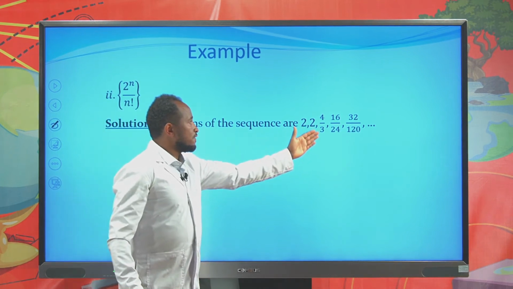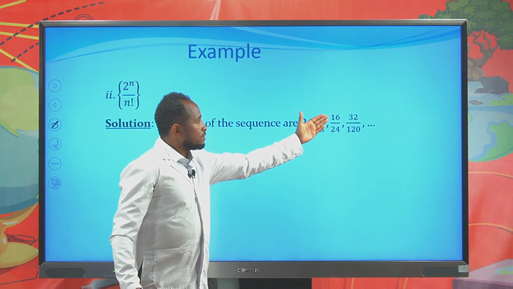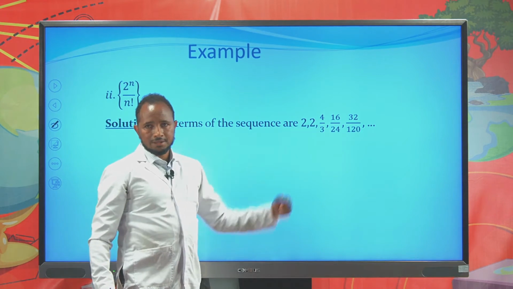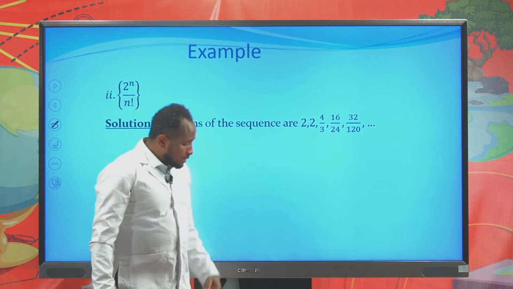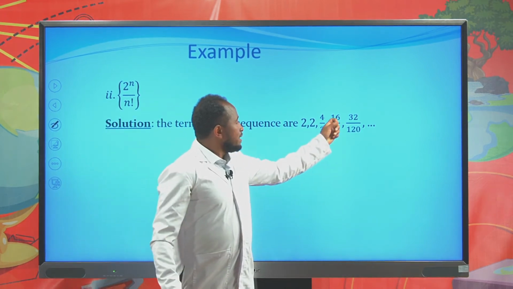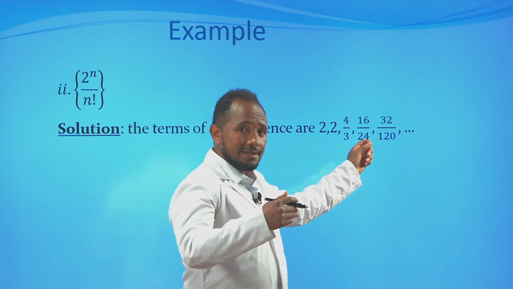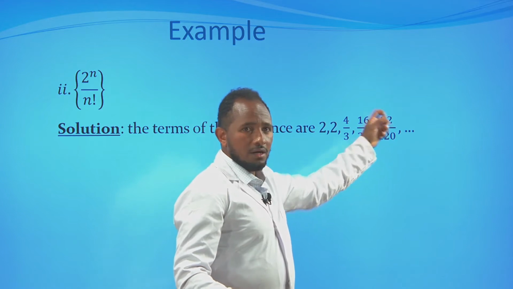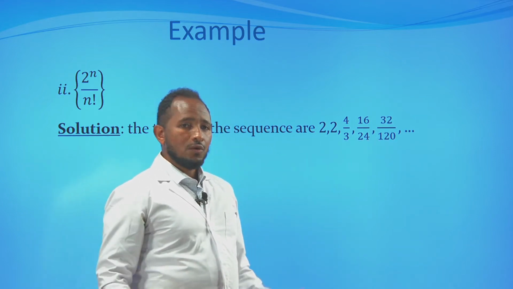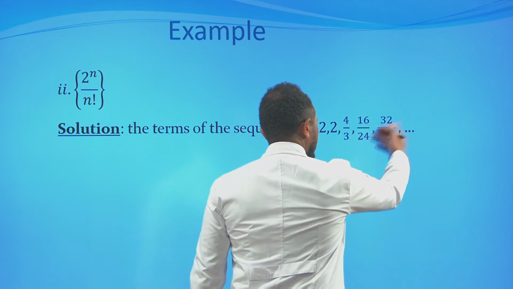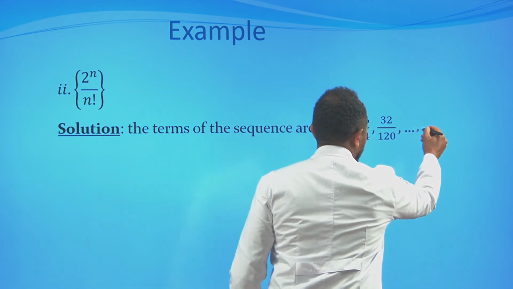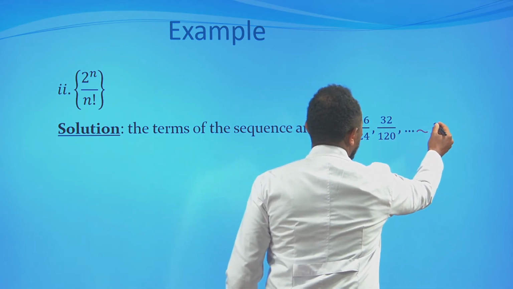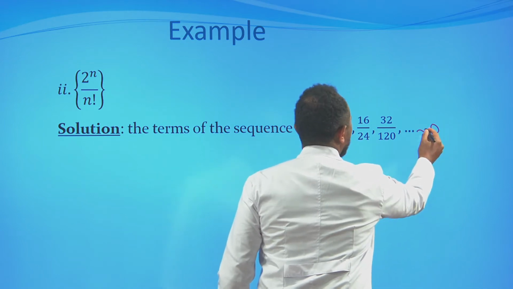The next term is 8 over 6, 16 over 24, 32 over 120. It goes on like this. When you see the terms, look, the denominator is growing faster than the numerator. This number is bigger than the numerator. So if you proceed to infinity, this term goes to 0.